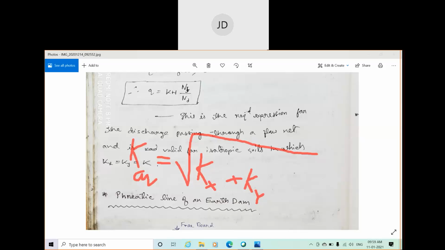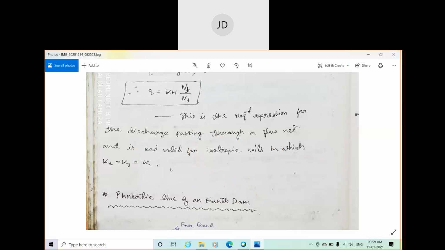I think it is there in some notes. Let me check.